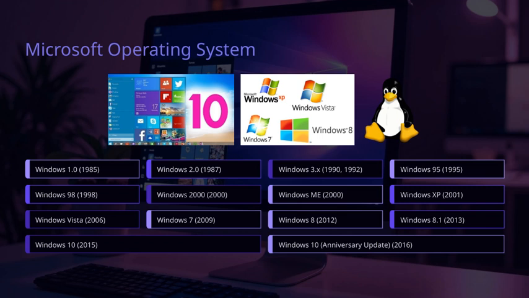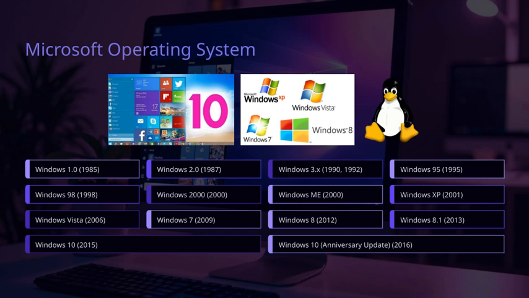Then, in 2006, Windows Vista was introduced, although it faced some criticism for performance issues. After that, Windows 7 came in 2009, offering a more polished and efficient experience. In 2012, Windows 8 aimed to unify the experience across devices with a new start screen, though it was a bit polarizing. The subsequent update, Windows 8.1 in 2013, addressed some of those concerns and improved usability.